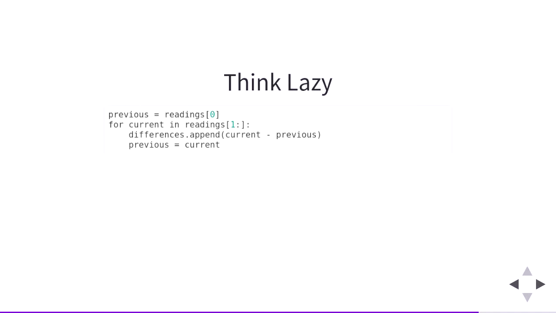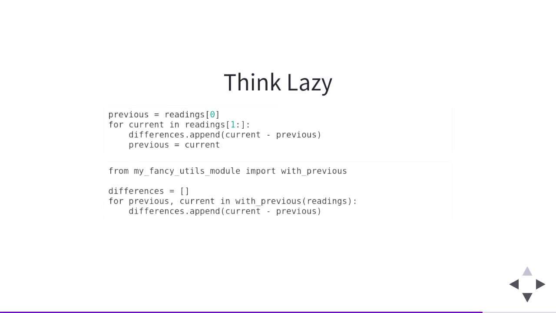This code makes a list of differences between consecutive values in a sequence. Notice that we've got an extra variable that's running alongside our code here, that previous variable that we have to update every time.